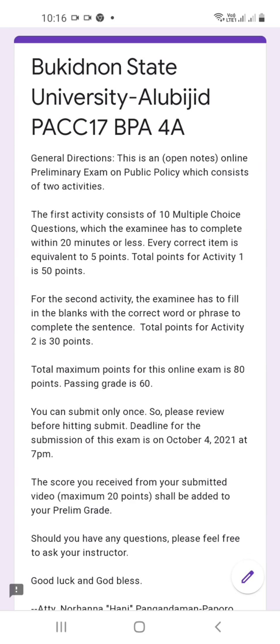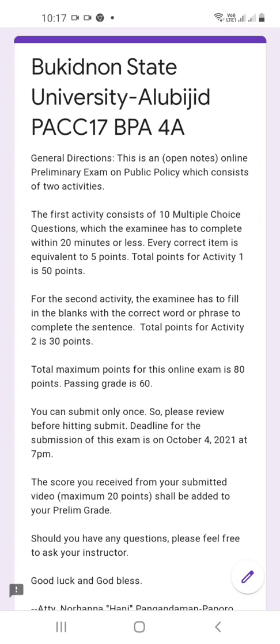For activity 2, you have to fill in the blanks with a correct word, okay? Word, I did not say words. Only a word, singular, or a phrase, again not plural but singular, to complete the sentence. So the total points for activity 2 is 30 points. So the maximum points that you will be able to get for this particular online exam is only 80 points, and the passing grade is 60.